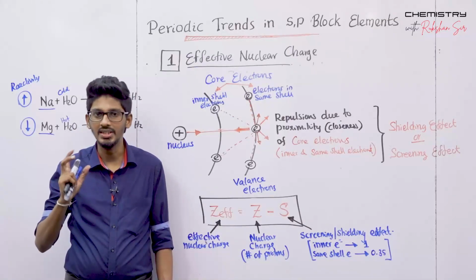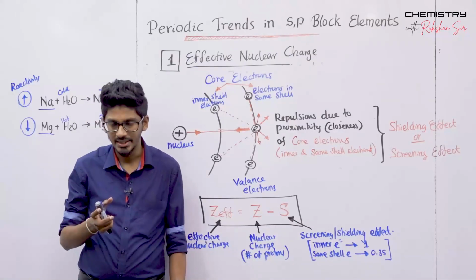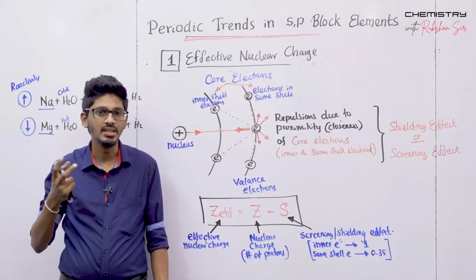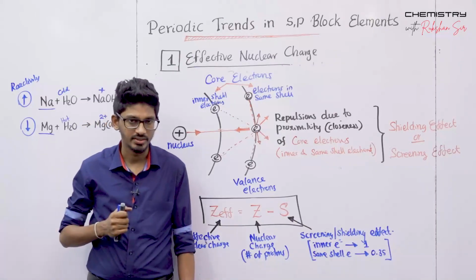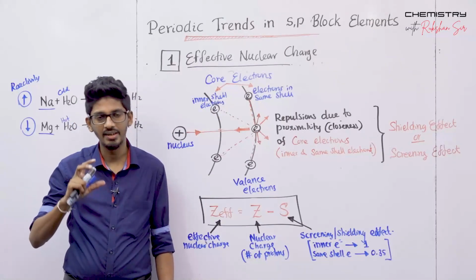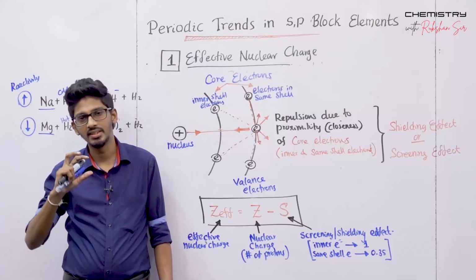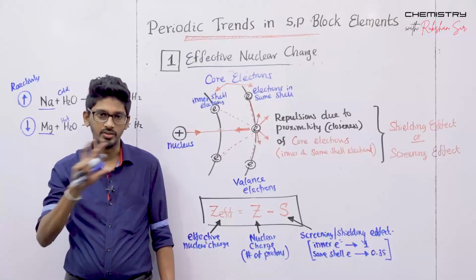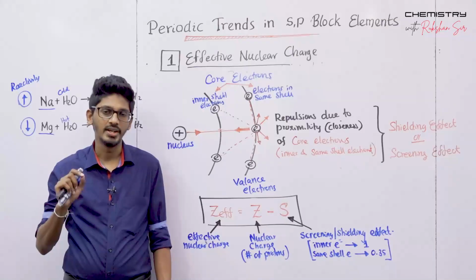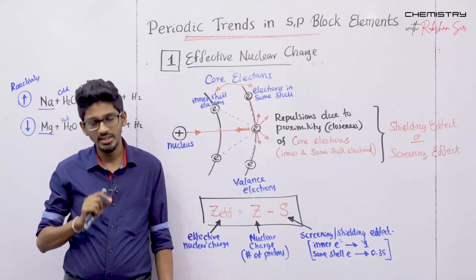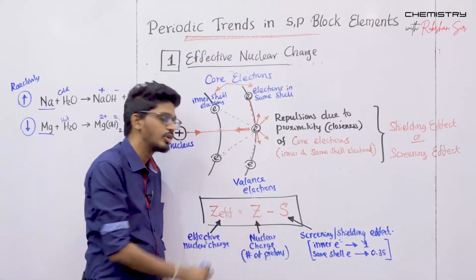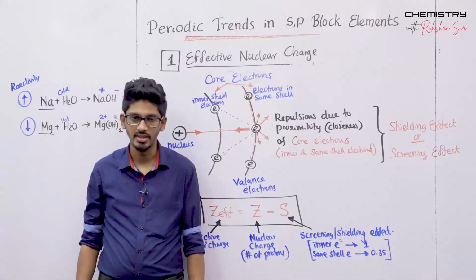So when it comes to helium, I'll discuss that. In helium also we have a shielding effect. One may think that as helium doesn't have any inner electrons, it has no shielding effect. That is not the case. Even with helium, there are same shell electrons, so you have a shielding effect, and your effective charge is not equal to the nuclear charge. Are you clear with that idea?